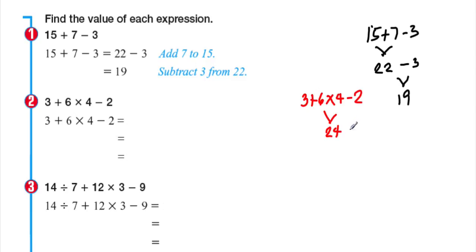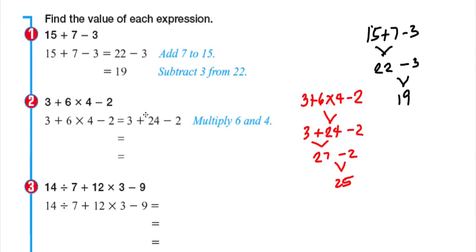And you simply bring down minus 2 and 3 plus. Okay, now you're left with addition and subtraction. So you add first, 3 plus 24 is 27. Then you bring down minus 2 and it gives you 25. And that's exactly what you have here.